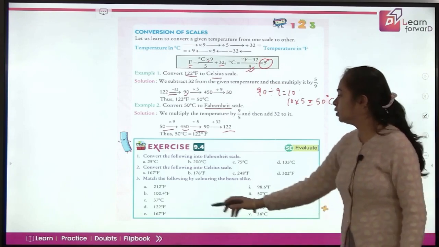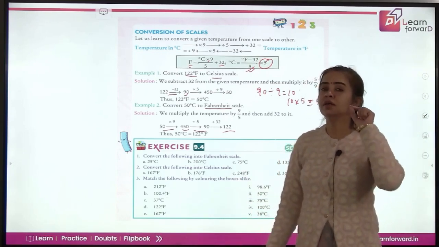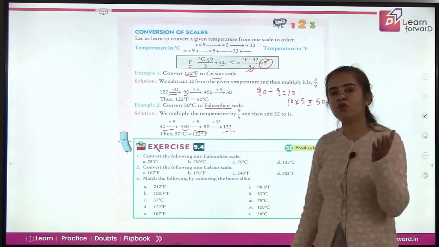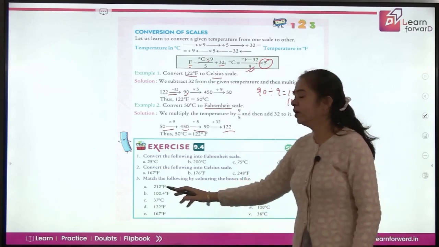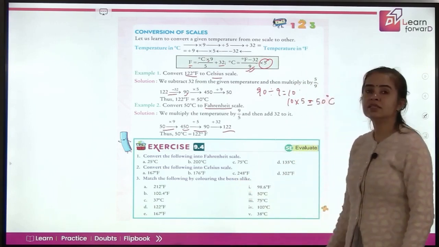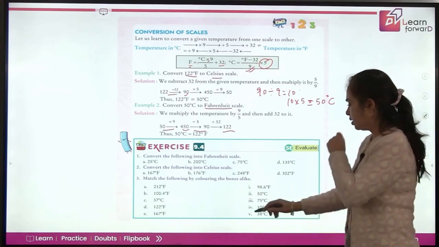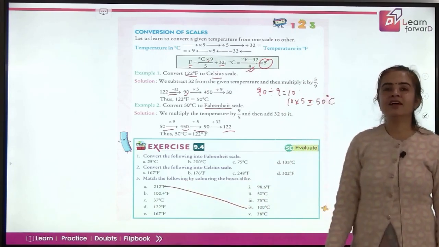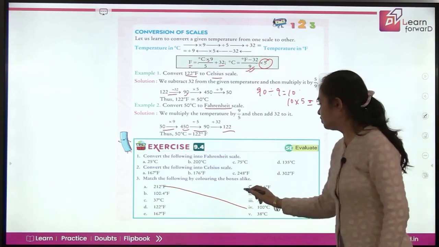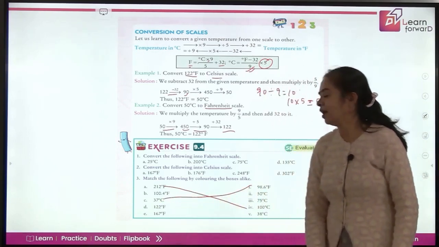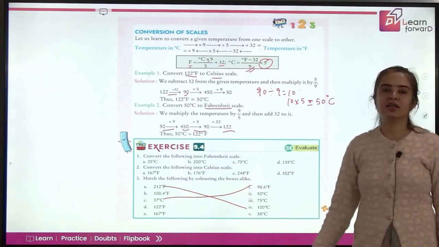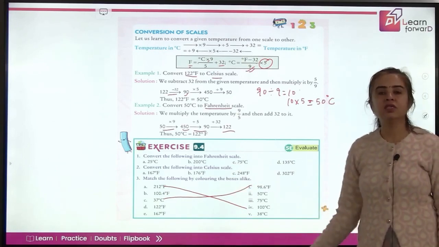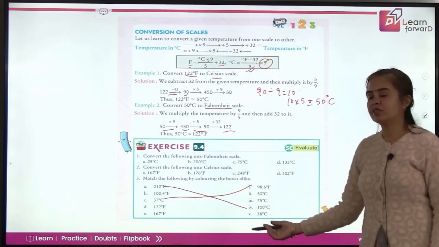Now, here, there are a few temperatures that we already know. 212 degrees Fahrenheit is the same as 100 degrees centigrade. 98.6 degrees Fahrenheit is the normal human body temperature, which is 37 degrees Celsius. And the rest 3 are the conversions, which are not the standard ones. So, you can just convert and match them.